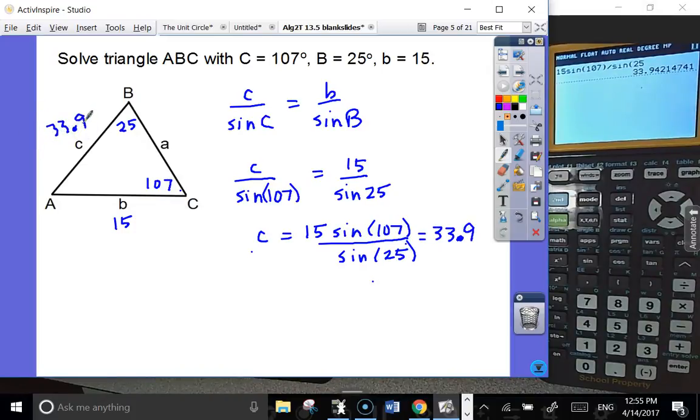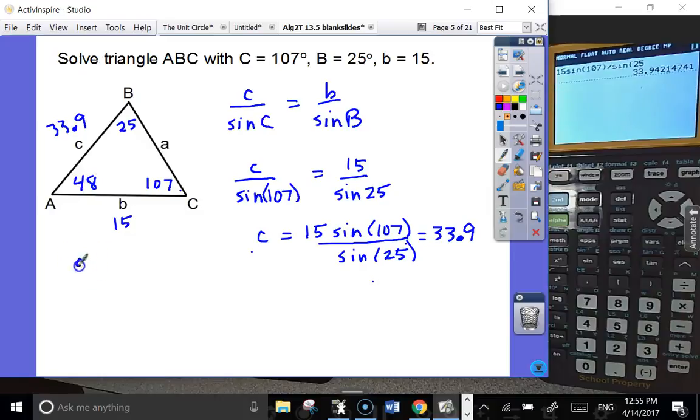Now, can I use the Pythagorean theorem to find the third side? No, because it's not a right triangle, right? So we're going to have to do another law of sines to find side A. But if I'm going to find side A, I need to know angle A first. How can I fill in the angle A? Yeah, just subtract from 180, right? Did you already do it? 48. Yeah, we don't need trig for that. Just subtract 180 minus 25 minus 107.